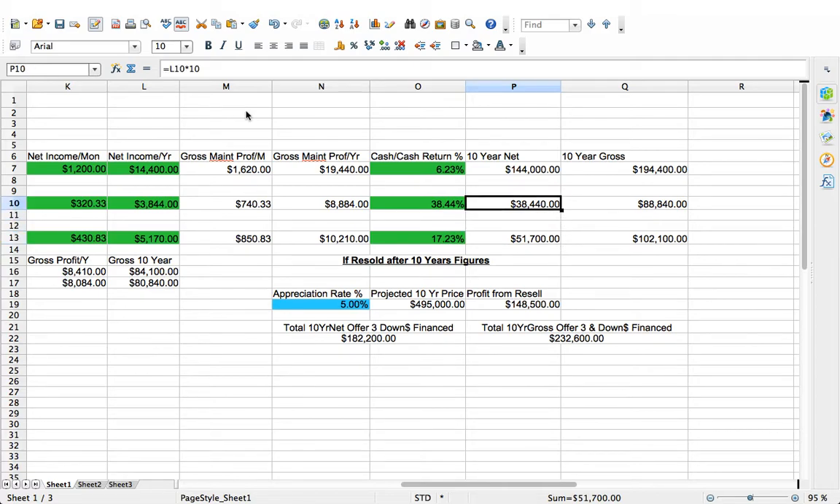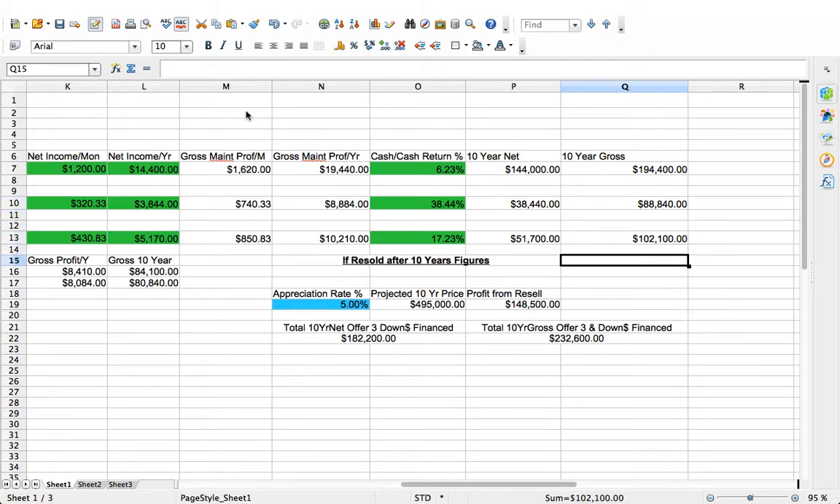So 10-year net, based off of the net income per year, just over 10 years is what I base the investment on. So 144,000, not too bad by itself. 38,000, very little down, fantastic. 51,000 over 10 years with the last offer, not too bad. And then you get to see your upper ends. So you have the 194,000, 88,000, and then 102,000.